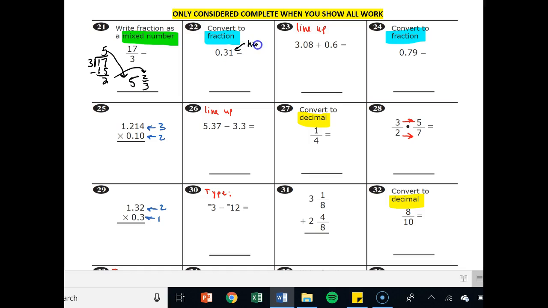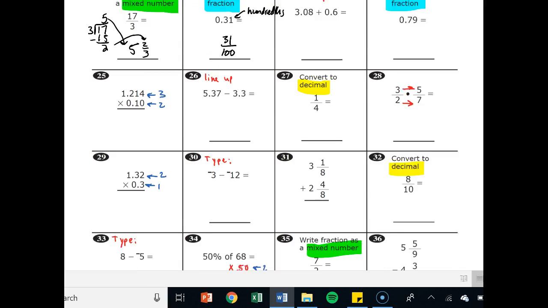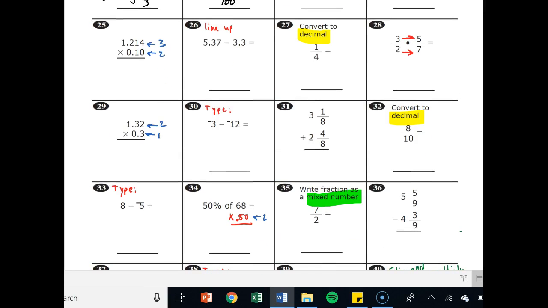22 is no different than something we've seen in the past. The last place is in the hundredths place. So to write that decimal as a fraction, we simply put it over its last place value, so 31 over 100, right? For a problem like number 28, multiply straight across. When you do fractions, you get 15 over 14, but make sure that that is improper. So you're going to want to go ahead and write it as a mixed number. So 14 goes into 15 one time with 1 left over, hence your answer 1 and 1/14.